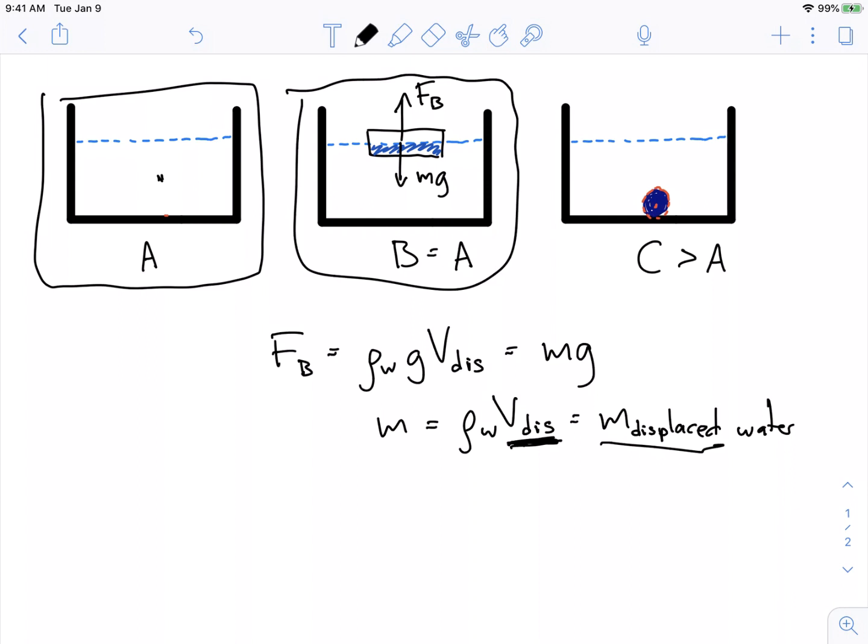And this is a really fundamental concept in buoyancy. And if you understand this, I think you get buoyancy.